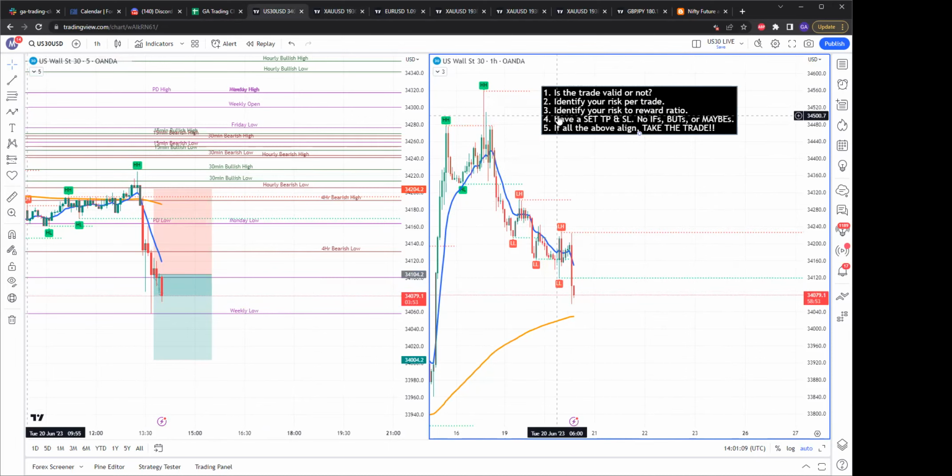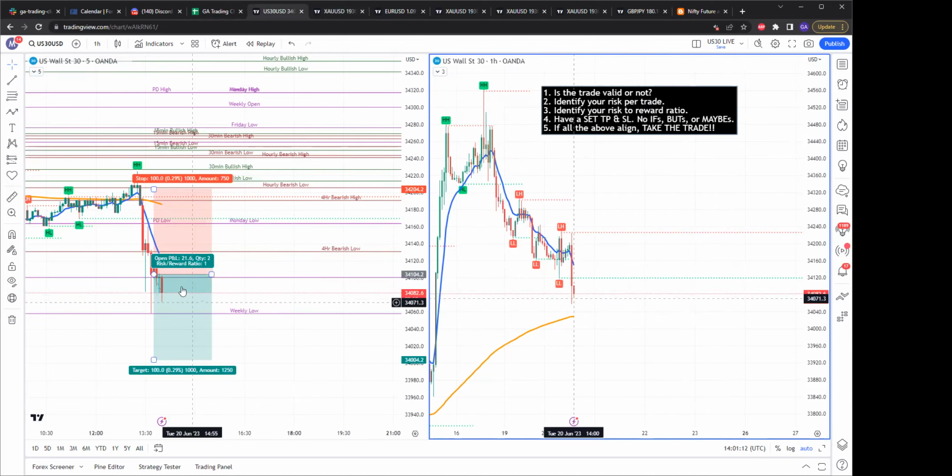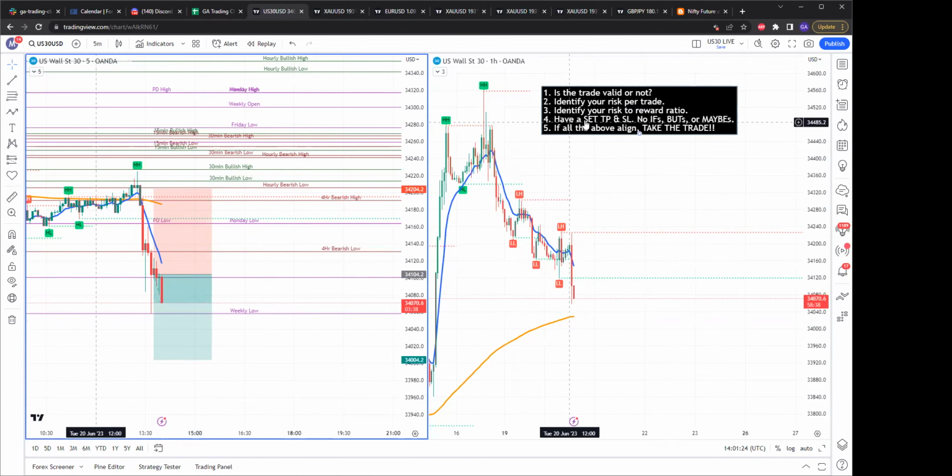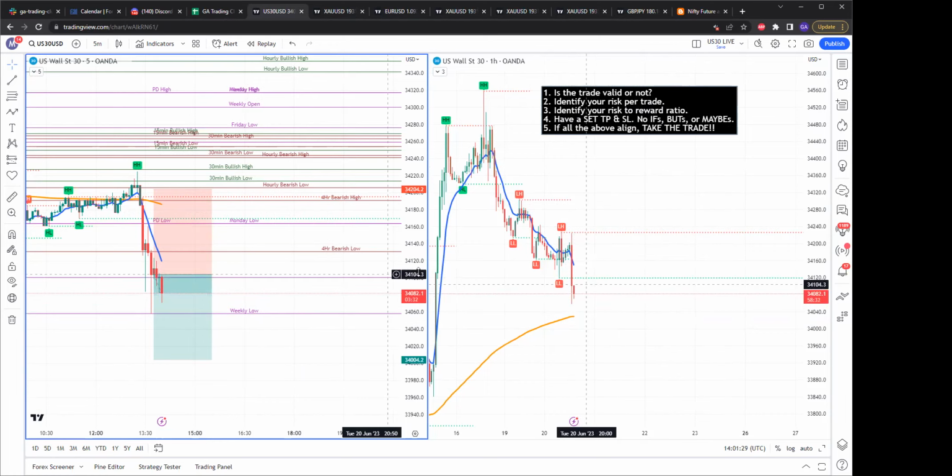So identifying risk per trade, then identifying risk to reward ratio. For me, by default, I use a 1:1. I can use a 1:2 if I wanted to, but I just like giving my trades a little bit of room to breathe. And then having a set TP and stop loss. For all my trades, I never trade without a TP and without a stop loss. My trades will always have a TP and stop loss. And if you're a beginner trader, if you're just joining, it definitely doesn't feel good losing money, but it's part of the game.